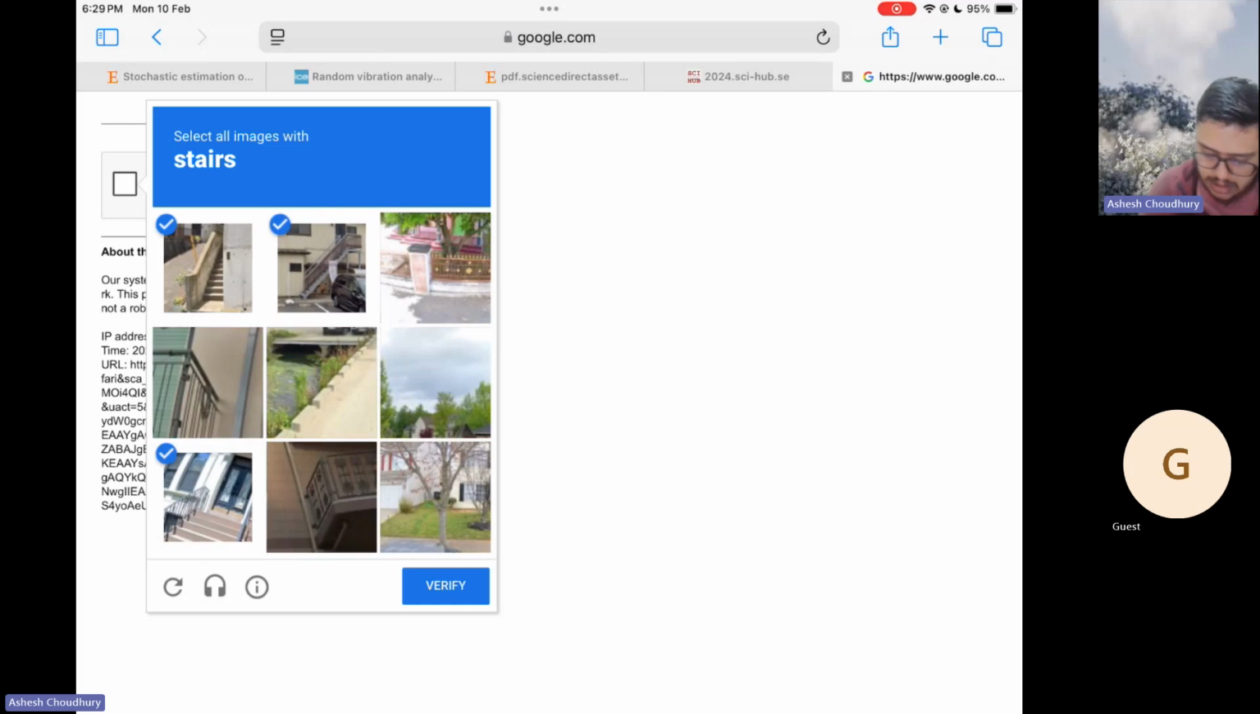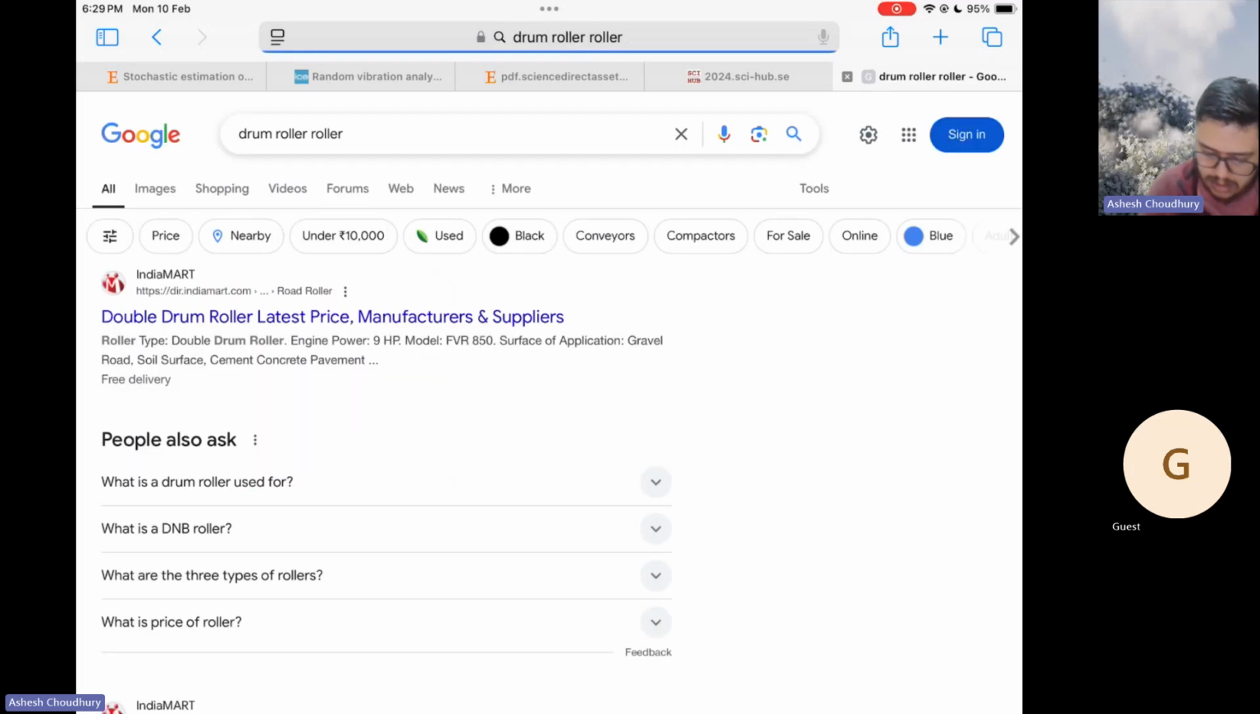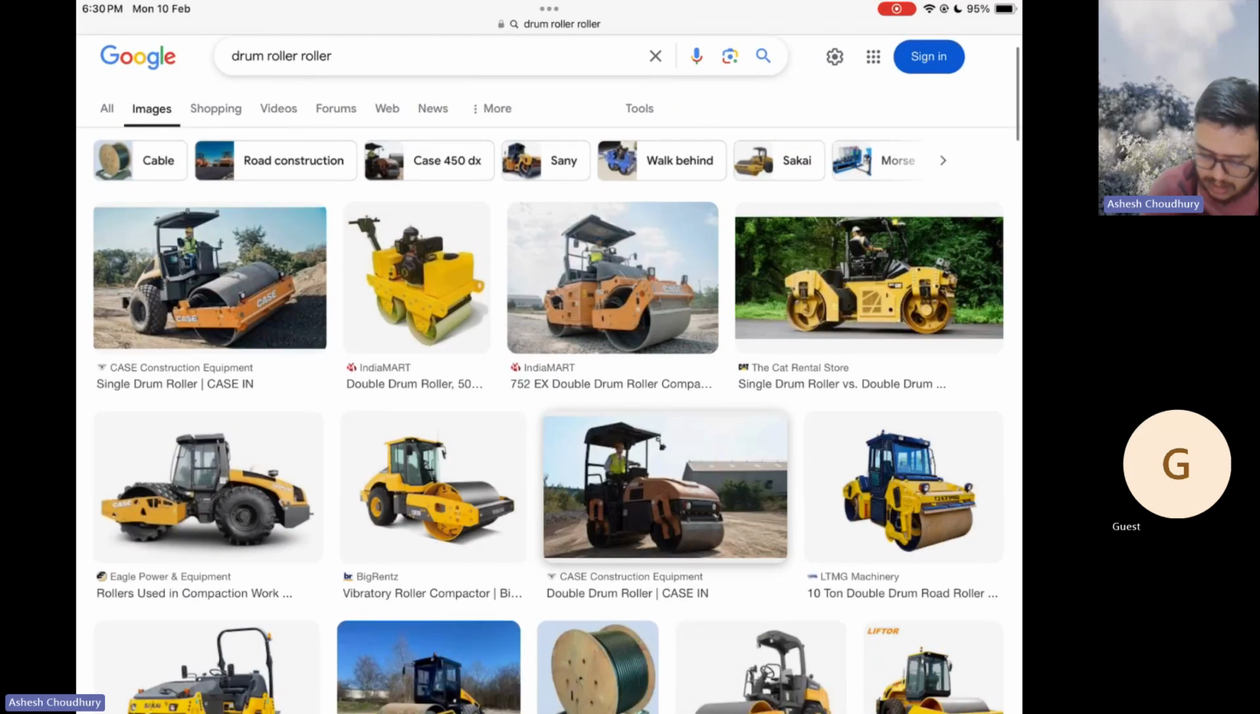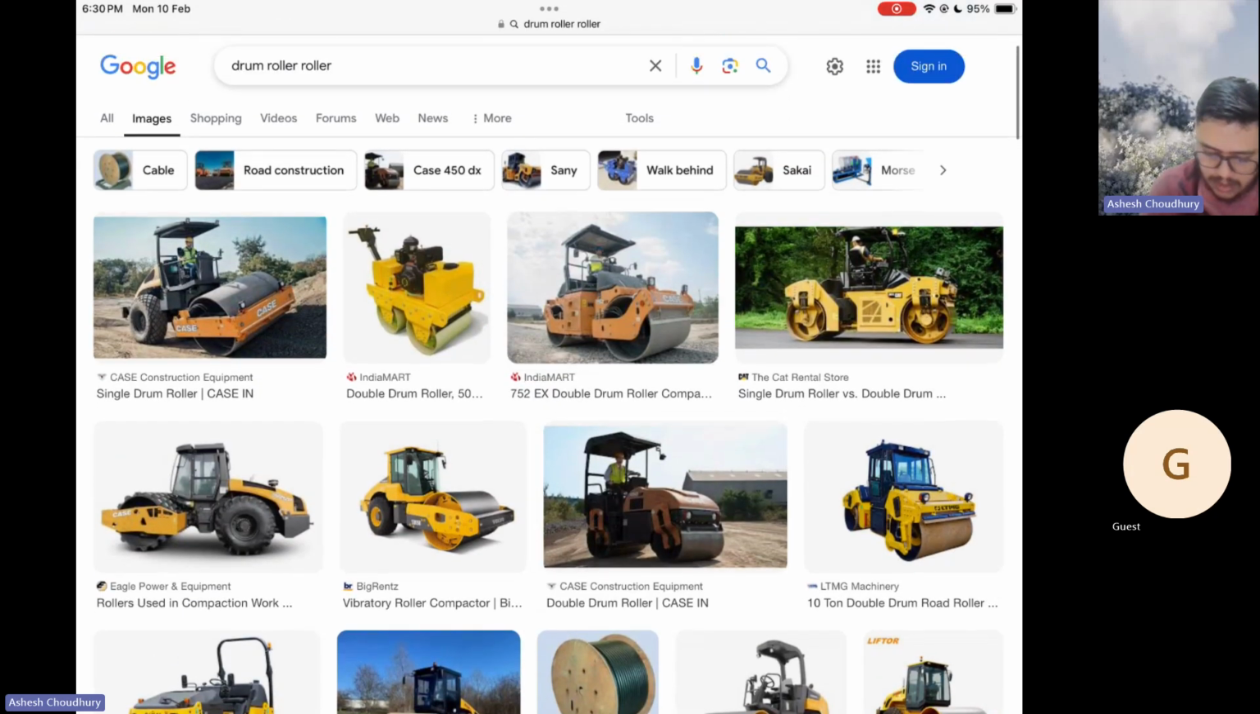What is this Google doing? Yeah, yeah, this kind of thing, huh? Drum roller, drum roller.